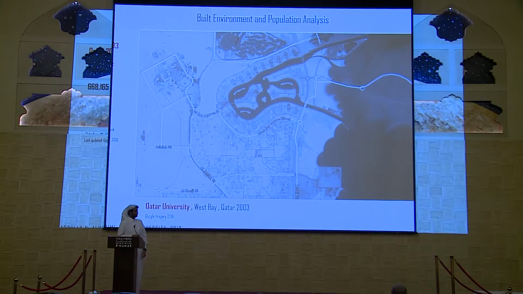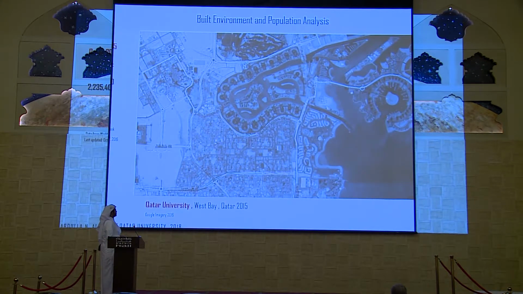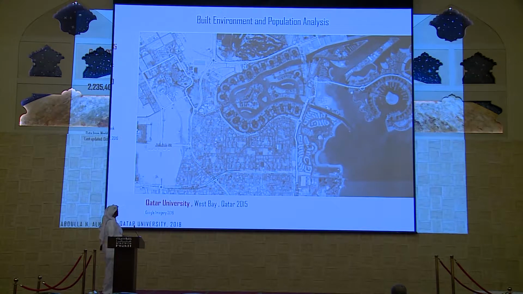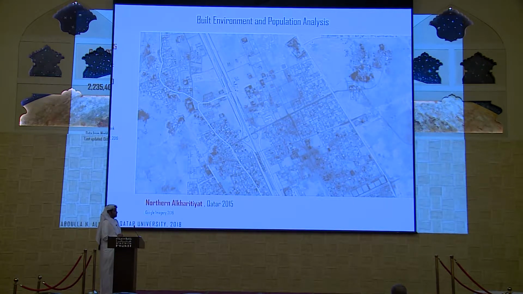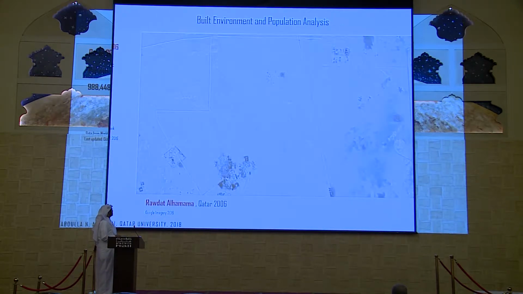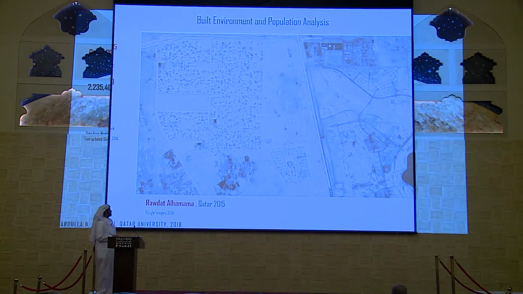So quickly, I started this with analysis on the built environment and the population within Qatar. This is West Bay in Qatar in 2003, and this is what happened as of 2015. There was an increase in population and the built environment. Again, here in northern Akhriyat, you can see the development as well. And then Rawdat Hamama, which is a new jurisdiction, 2006 versus 2015. This is telling us there's an expansion in the built environment, and the percentage I found for that was about 330%.